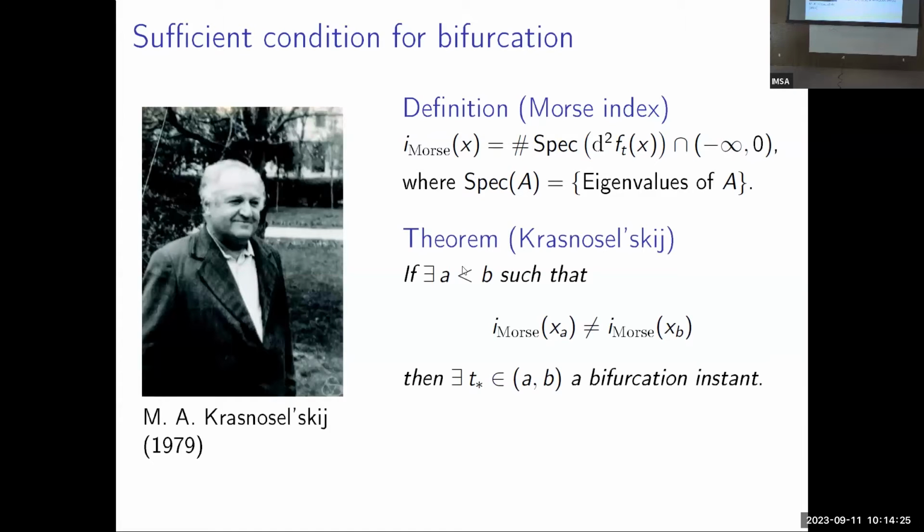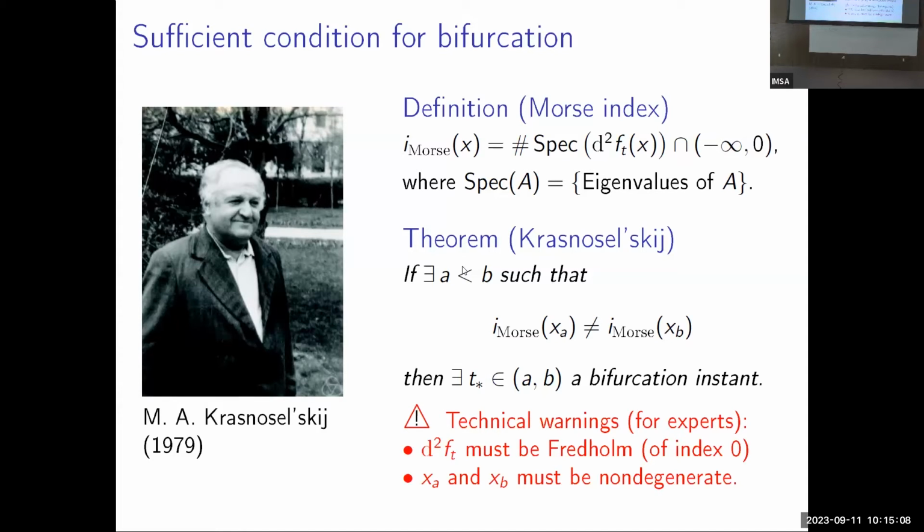Okay. So there's this famous theorem by Krasnosel'skii that says that you take the solutions at the endpoints of the interval, x_a and x_b, and you look at the Morse index as t varies from a to b, and if there is a jump of this invariant, then there must be a bifurcation instant in the middle. So for instance, x_a could be a stable solution with 0 Morse index, and x_b an unstable solution with positive Morse index. And then you know that in the middle there must be some bifurcation.